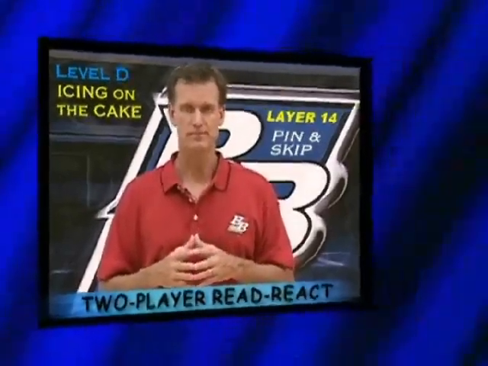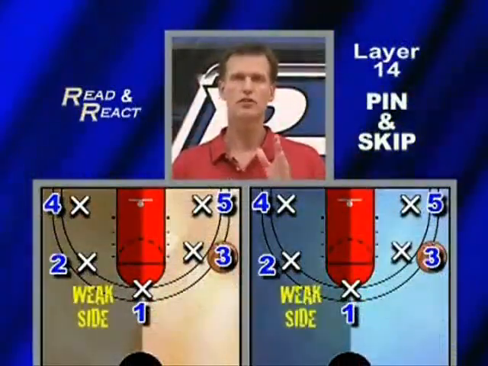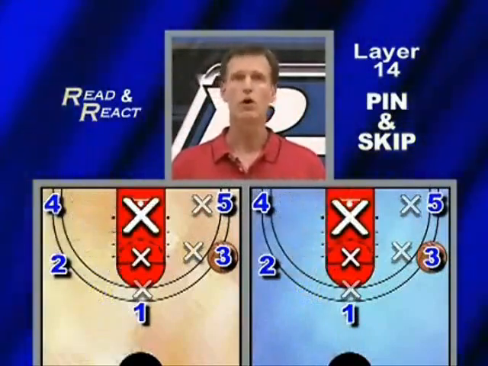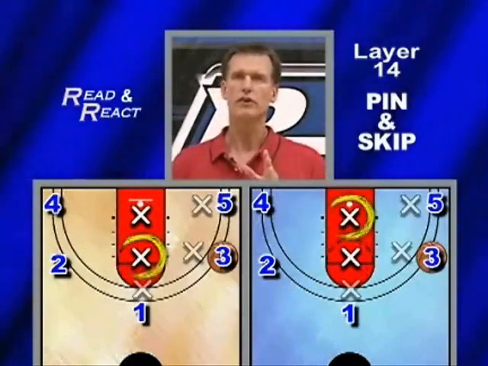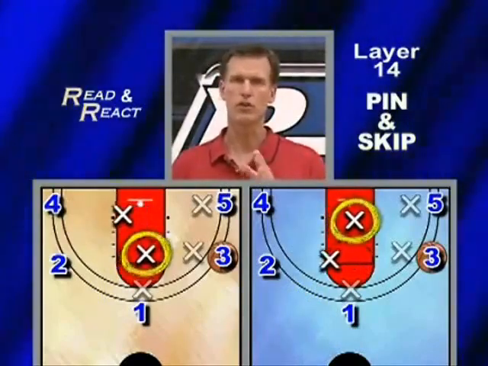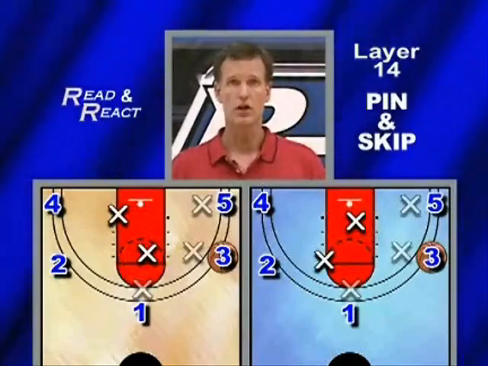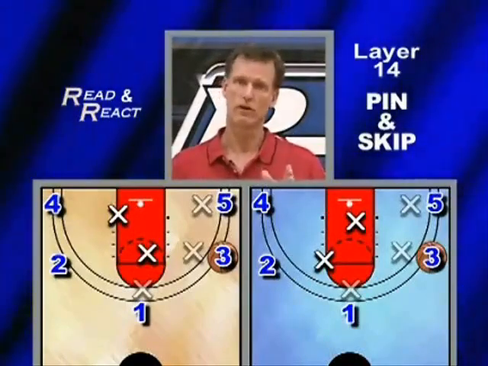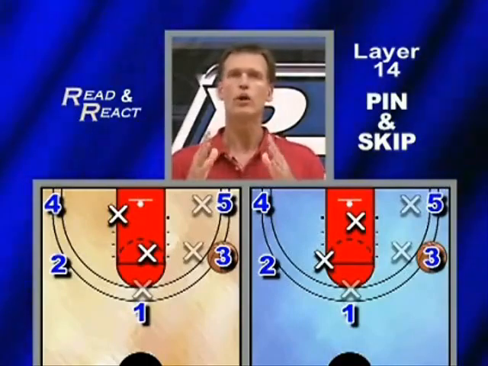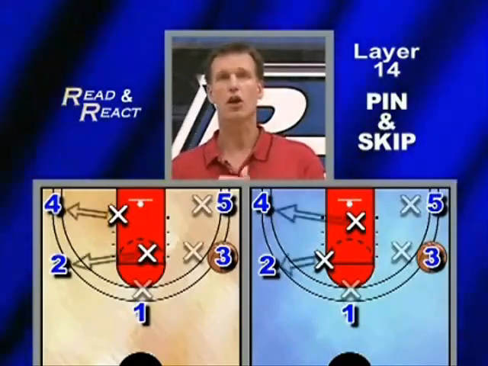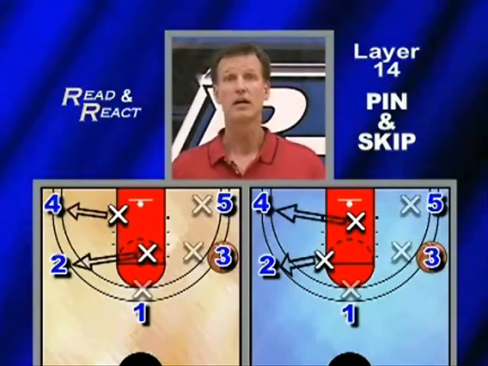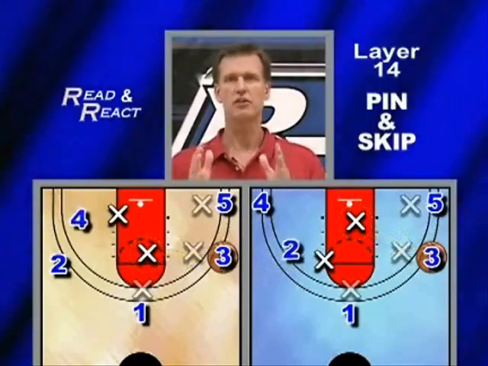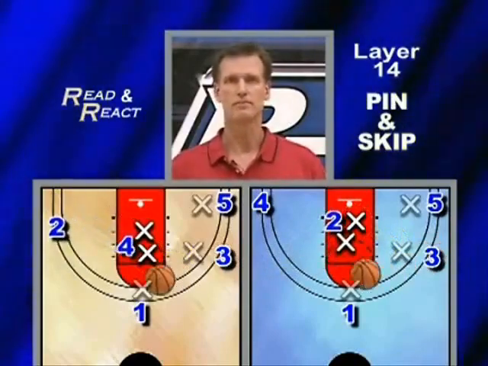Here's what they're reading. On the weak side, there's typically going to be 2 weak side defenders in the lane, one low, one high. One defender is going to be a little closer to the ball than the other. The question is, on which of the 2 defenders should we set the pin screen? Well, answer this question. Which of the 2 defenders has the longest recovery to their man? It's this one, the one closest to the ball. This is the defender that they're going to pin screen.